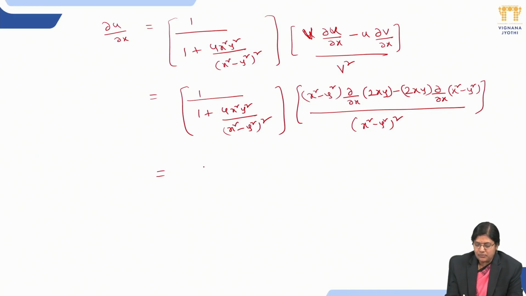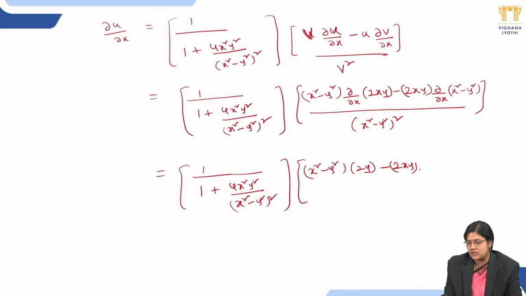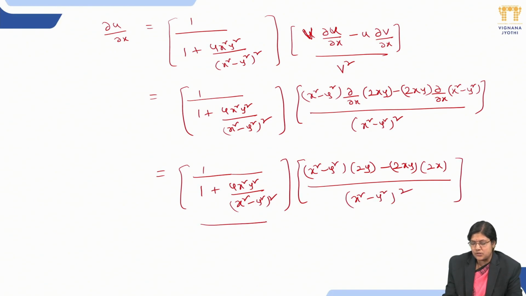So after that, this value will be equal to 1 by 1 plus 4x²y² divided by (x²−y²)² into the numerator term: x² minus y² into the derivative of 2xy with respect to x, which is 2y, partial derivative, minus 2xy into ∂/∂x of x² minus y², whose derivative is 2x, by (x²−y²)². After taking the LCM of this expression and simplifying, finally we will get ∂u/∂x equal to minus 2y by x² plus y².